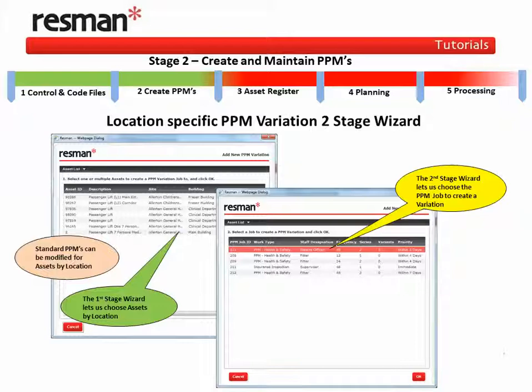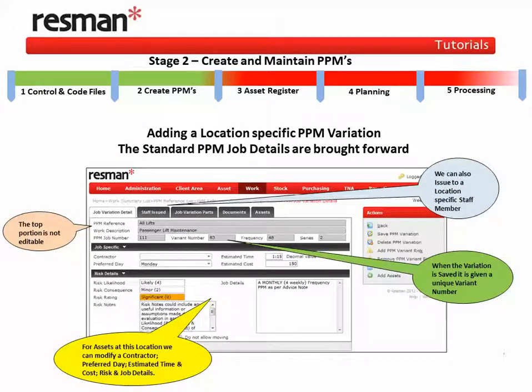The first wizard form lets you select the assets based on their location, and then once you've selected those, the second stage of the wizard lets you choose the PPM jobs to carry out the variations to. This displays a PPM job form containing all of the job details, with those that we wouldn't want to alter greyed out.